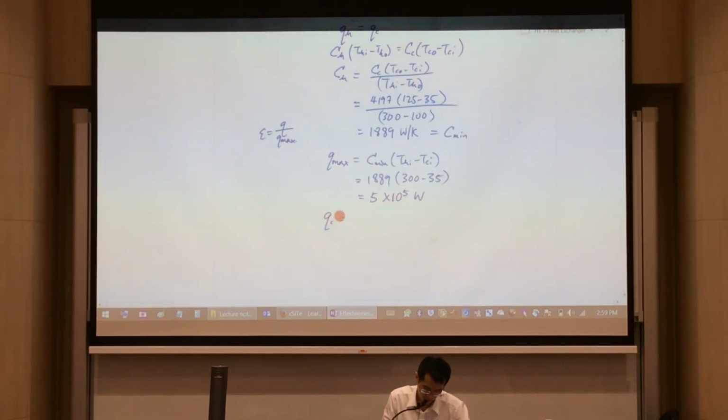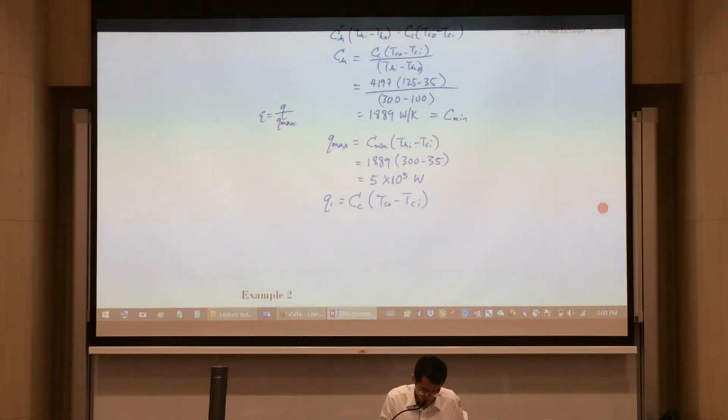So QC is the one that those numbers will be provided. Your CC multiplied by TC naught minus TCI. Those are the numbers that are provided. So I'll make use of that. That will be 4197 multiplied by 125 minus 35 equal to 3.78 times 10 to the power 5 watt.